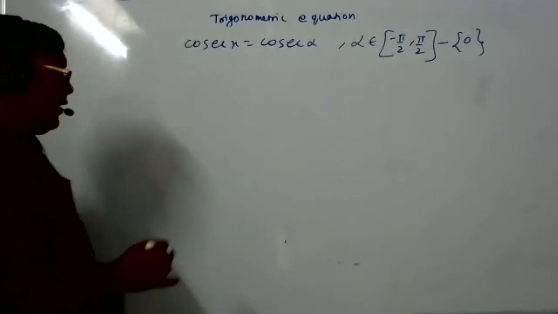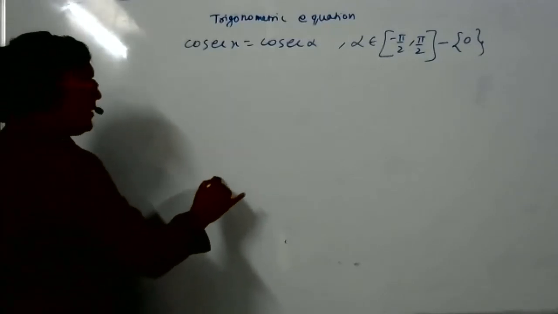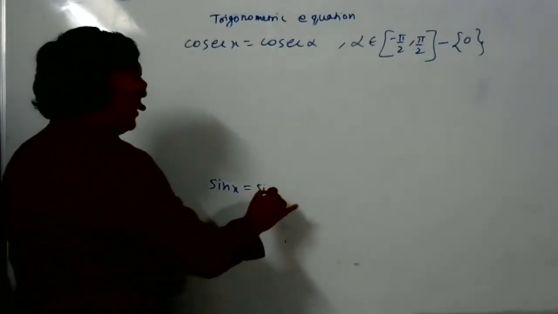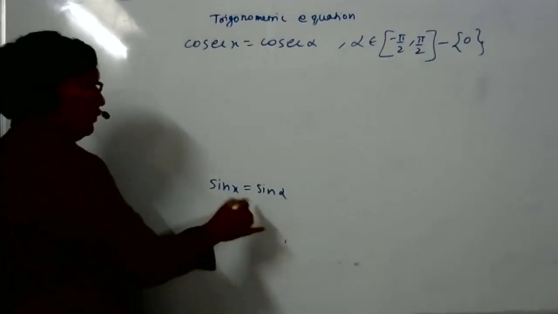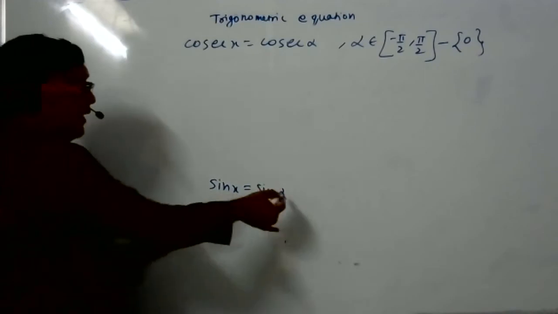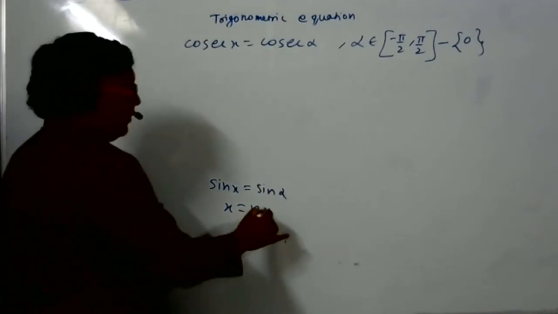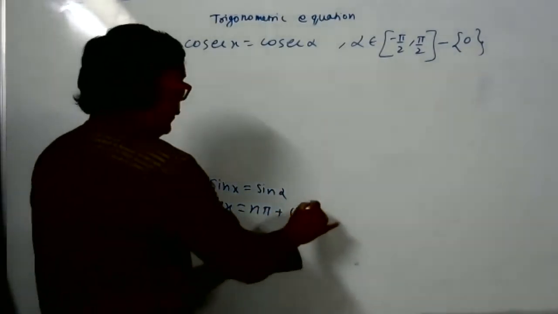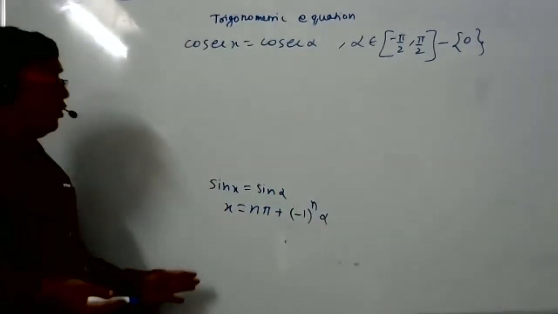You know the formula, na student. What formula you know? Sin x is equal to sin alpha. So how much is x? Sin x is sin alpha. So x is n pi plus minus 1 to power n alpha.